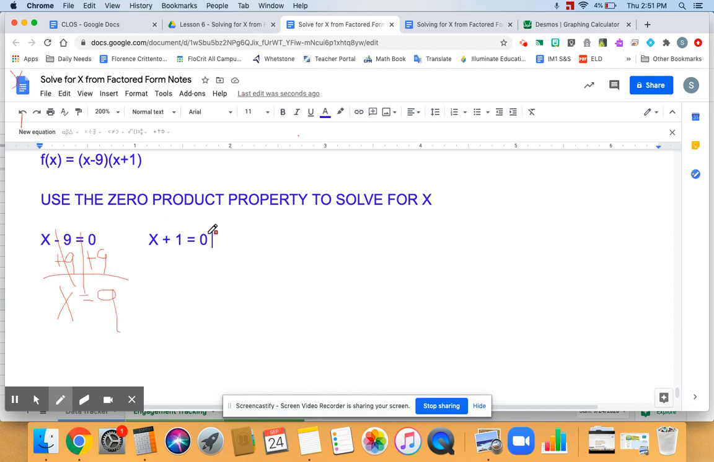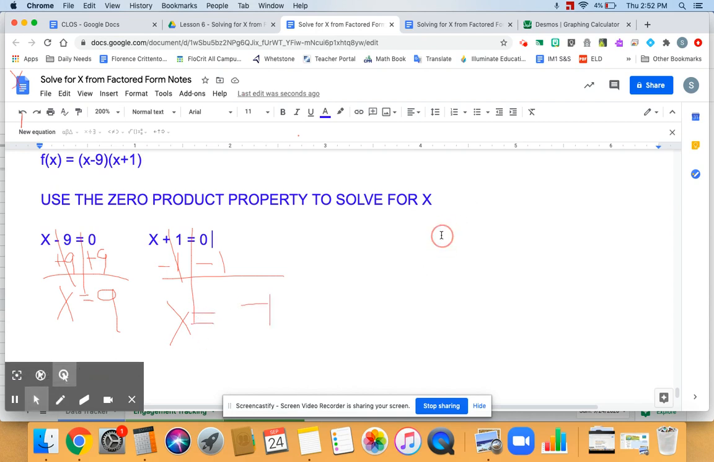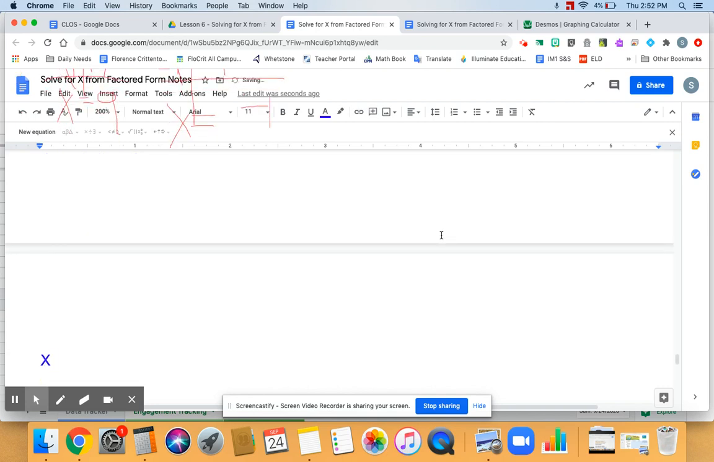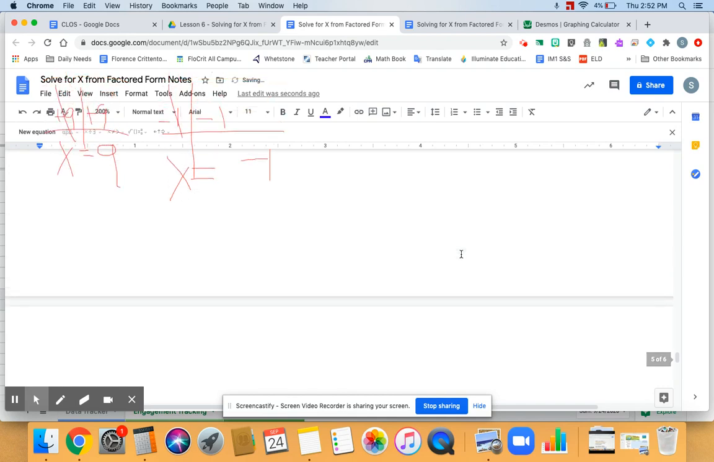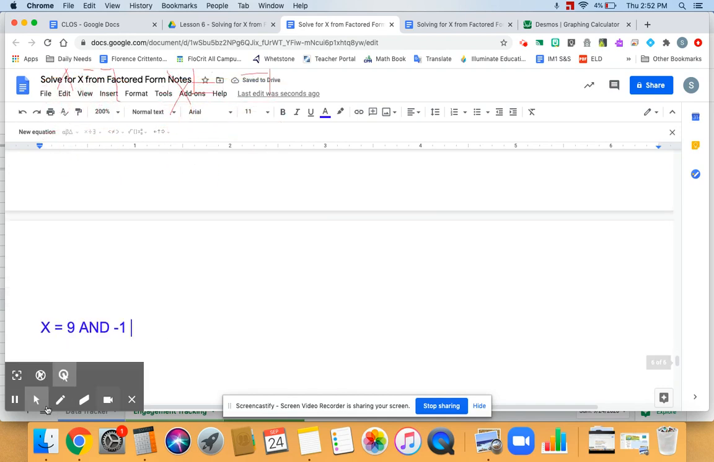For this one, the x plus 1, how am I going to isolate x? By subtracting the 1 away, because those eliminate. But then 0 minus 1 is going to tell me that x is going to equal negative 1 for my second answer. So my two answers are that x is going to equal 9 and negative 1. Come up here. And then that's going to be the answer for this one.